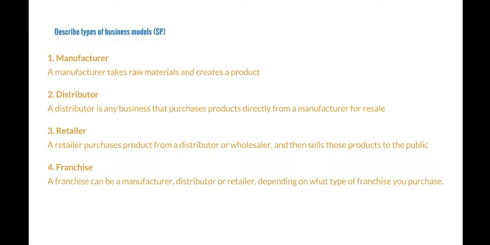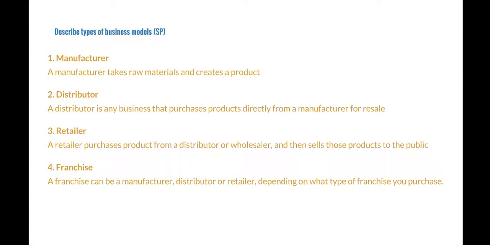A distributor is any business that purchases products directly from a manufacturer for resale, either to retail outlets or directly to the public. For example, a car dealership would purchase vehicles from the manufacturer and sell them to the public. A retailer purchases product from a distributor or a wholesaler and then sells those products to the public. An online retailer example would be Amazon.